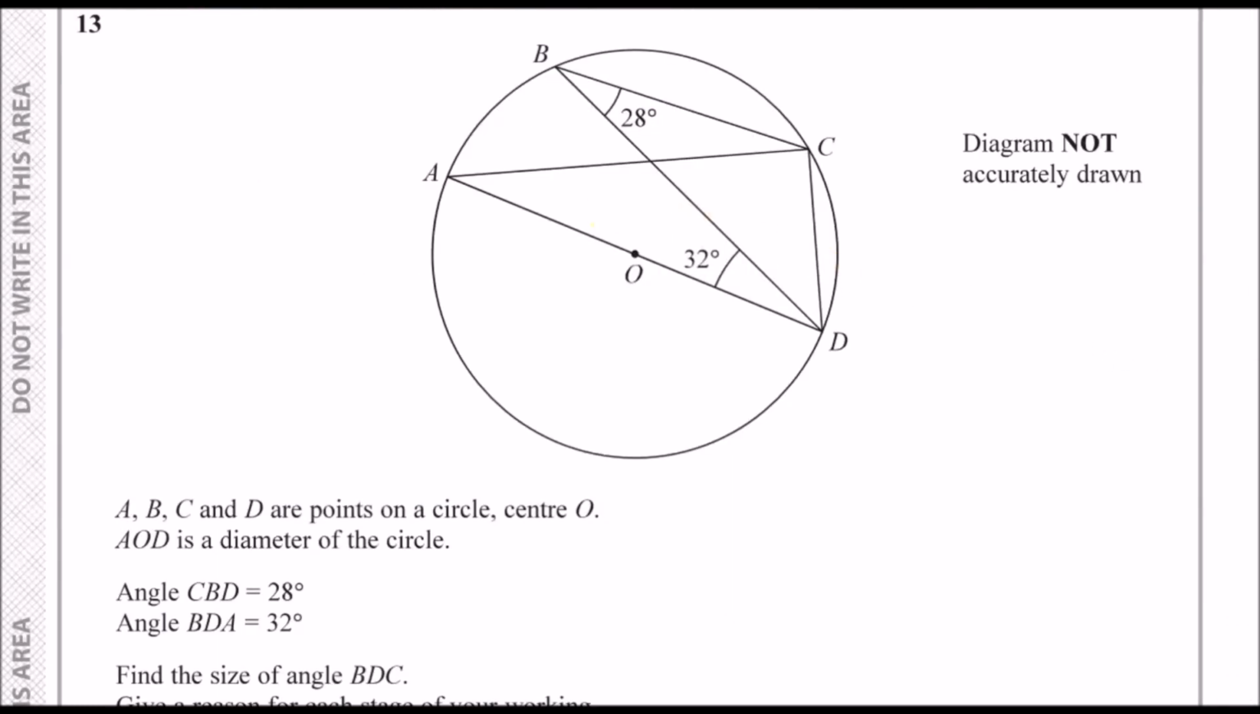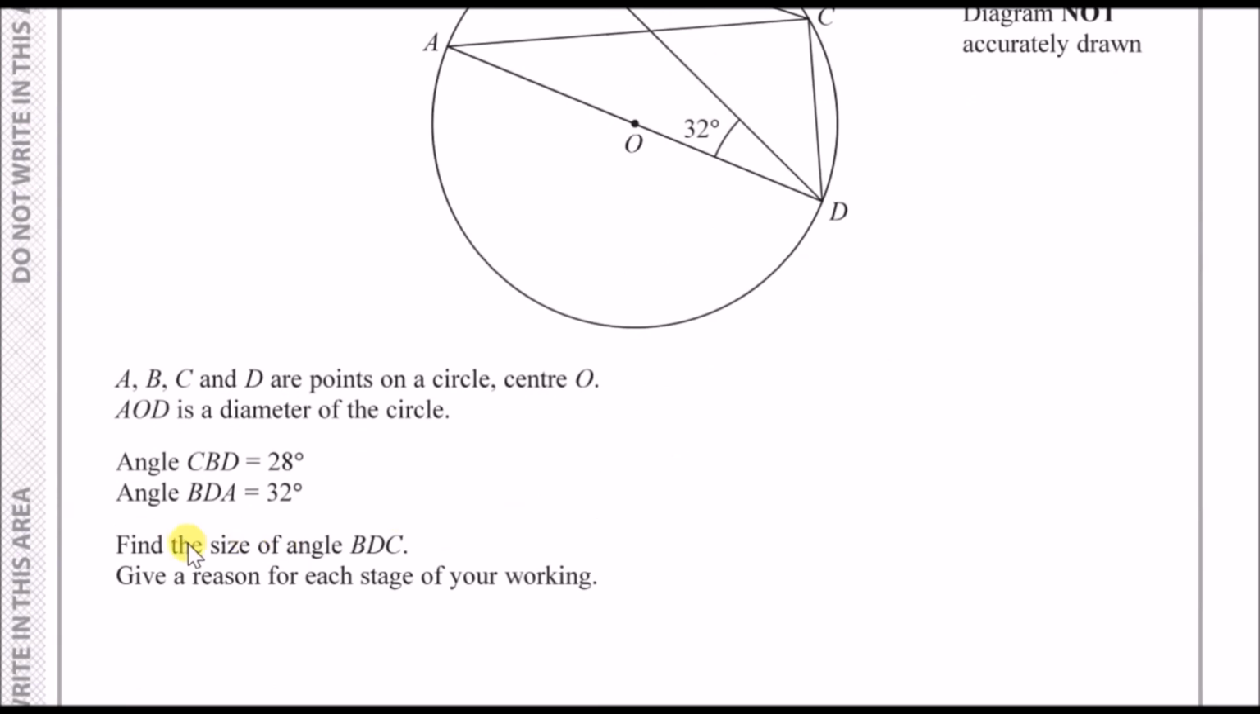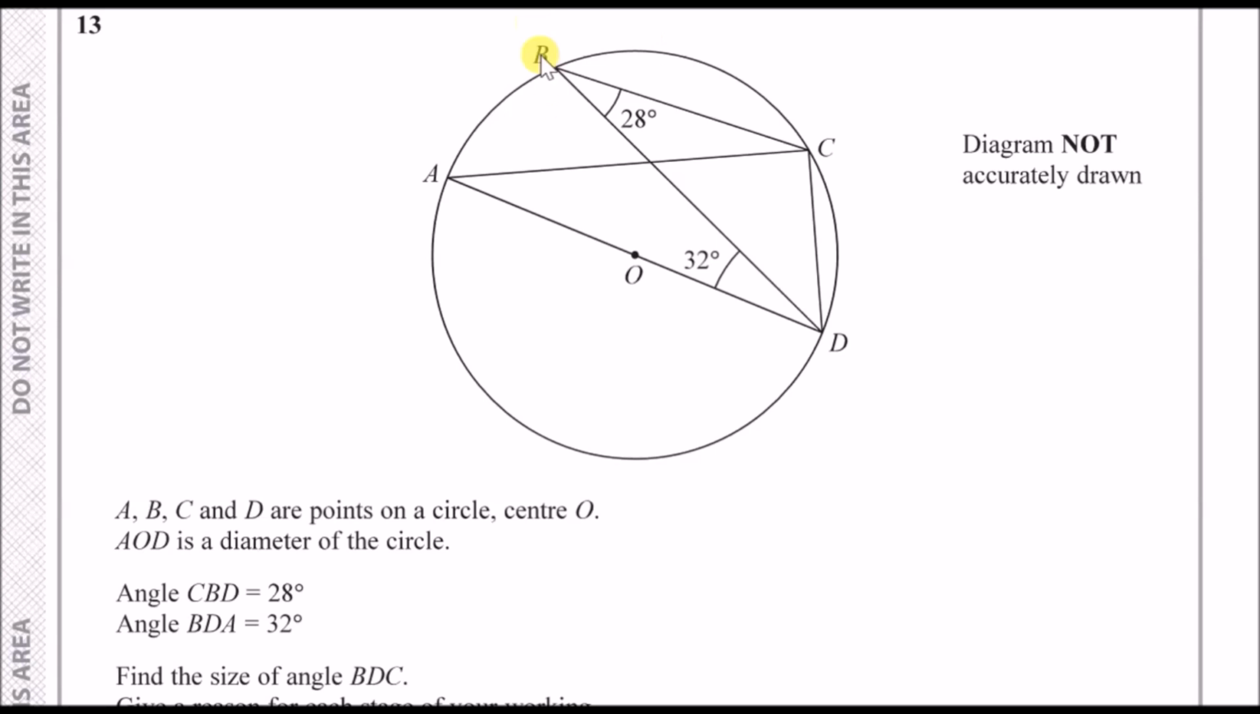All right, 13. So here we got 4 points on a circle with center O. AOD is the diameter of a circle, so the line cutting across here is the diameter. Angle CBD is 28, so this is 28, and angle BDA is 32, so this one's also 32. Now they want us to find the size of angle BDC. Now BDC is located here. You start from B, you stretch down to D, and you go to C. So there's an angle between them, so it has to be this one here. We can just call that one X for now, yeah?